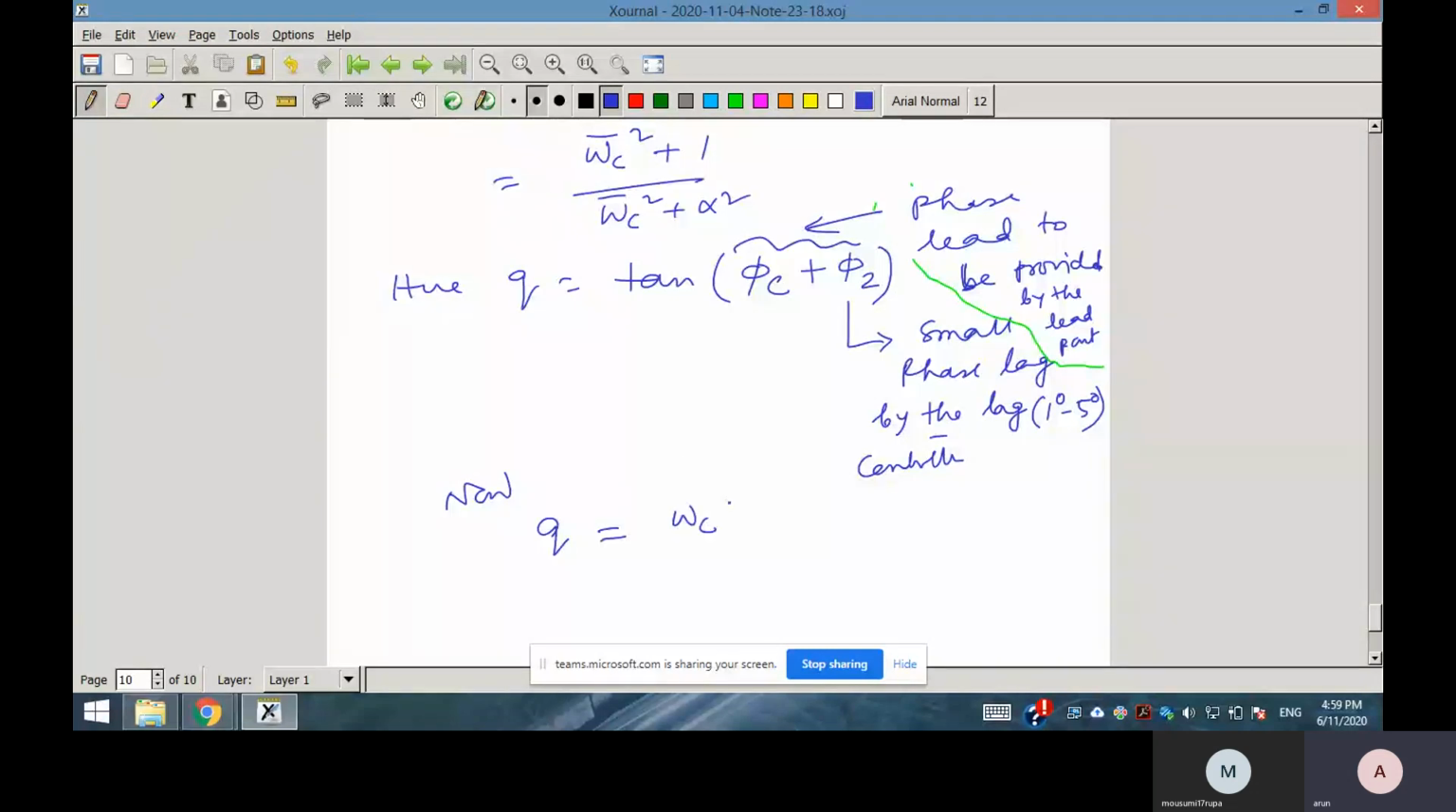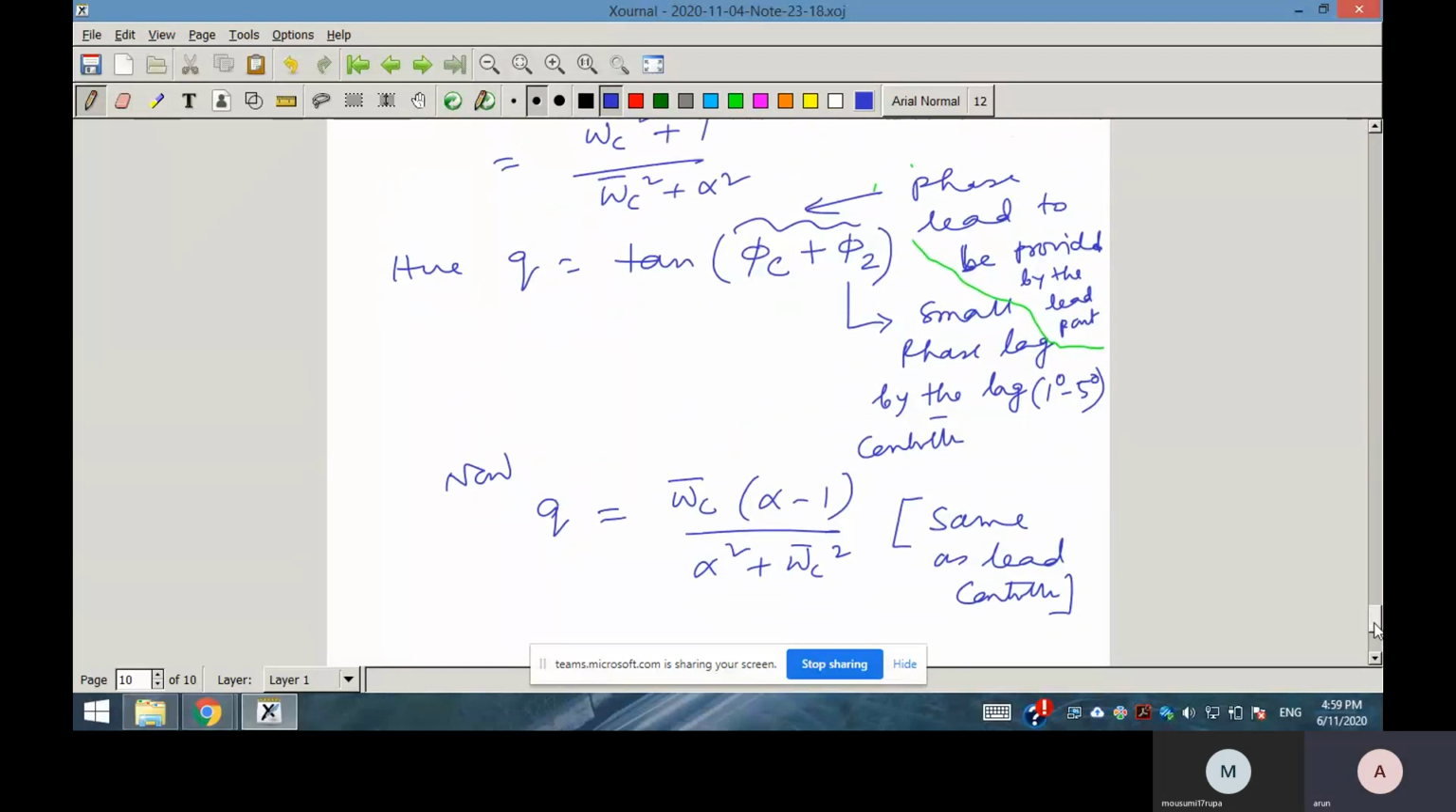What was the expression of Q? Omega c bar into alpha minus 1 divided by alpha square plus omega c bar square. So this will now be the same as the lead controller, because ultimately this Q has to be provided by the lead controller. Okay, so that's why this Q expression will remain the same.